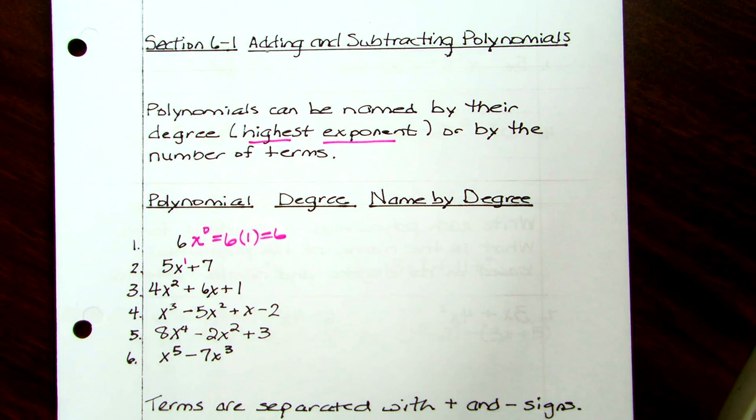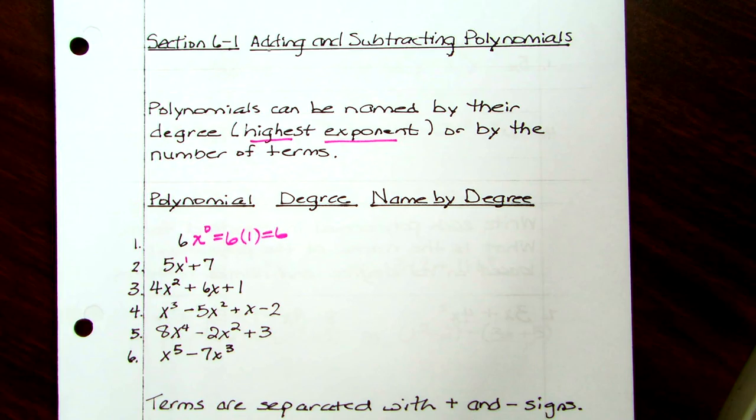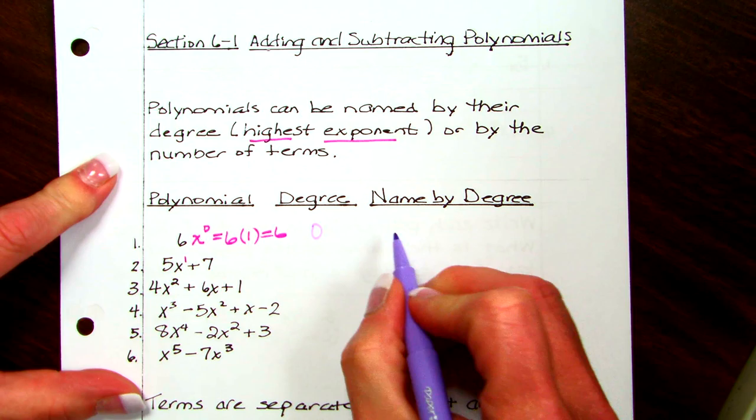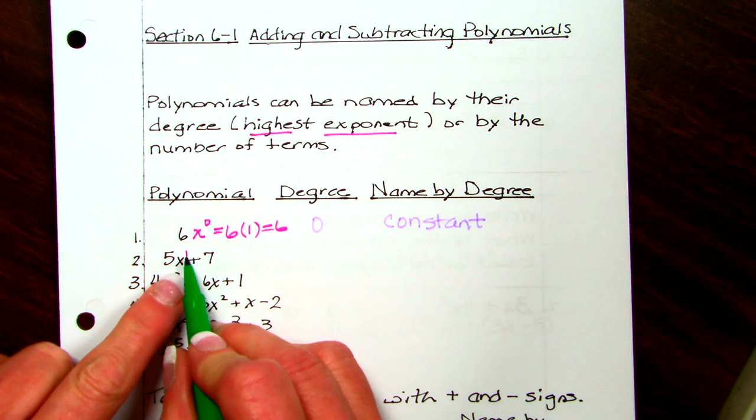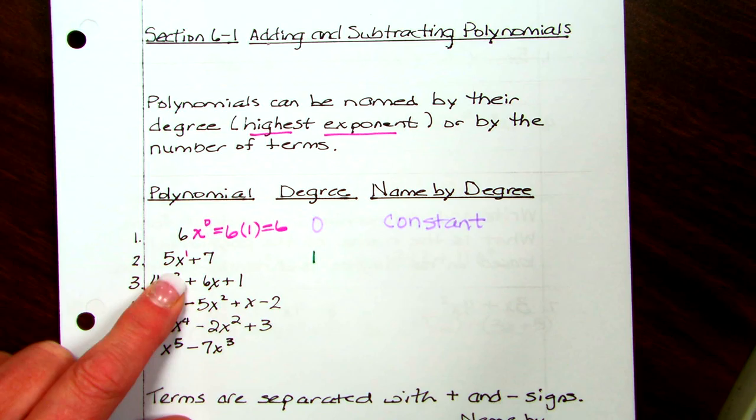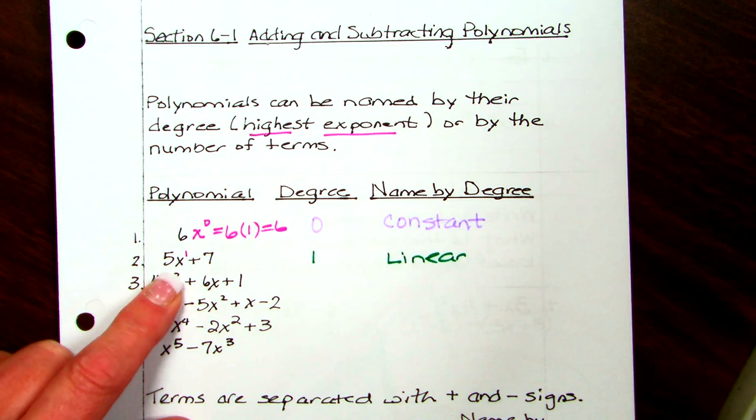So for number 1, the degree is 0. And since the degree is 0, this is called a constant polynomial. It's constant because it doesn't have a variable. It's not going to change. It's going to remain steady. It's a constant polynomial. All right, the degree for number 2, the highest exponent, is a 1. And because it has a degree of 1, this is a linear polynomial. And we studied linears earlier in the year.